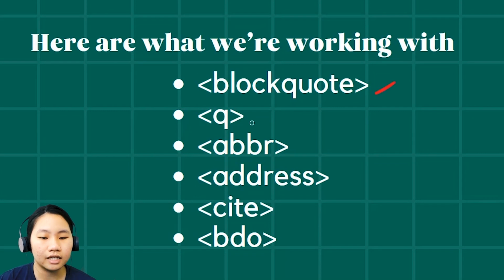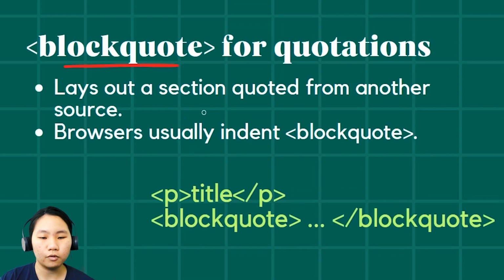Let's go through all of these common ones. Blockquote, Q, ABBR, address, cite, and bdo, right? Let's go through each of them one at a time. Blockquote. Blockquote is reserved for quotations. It has a specific text formatting as well.